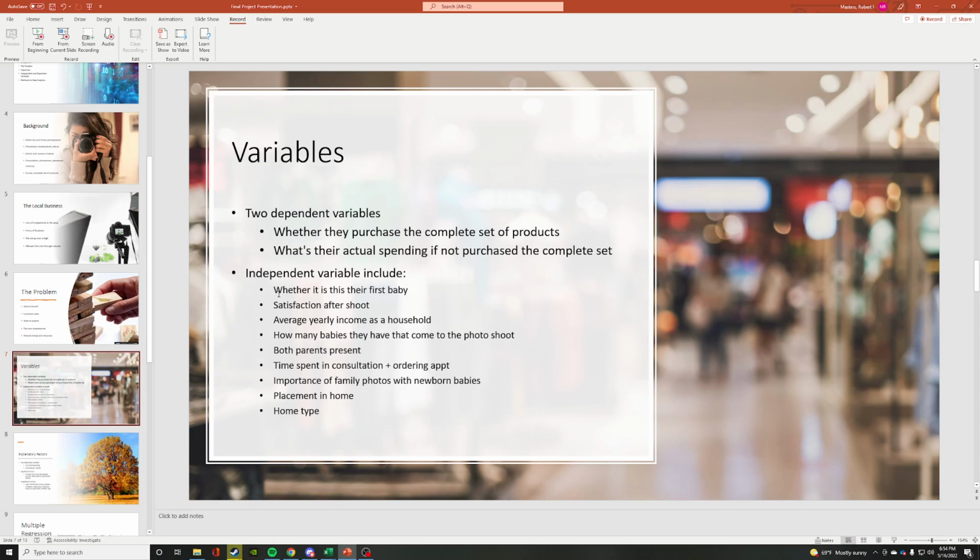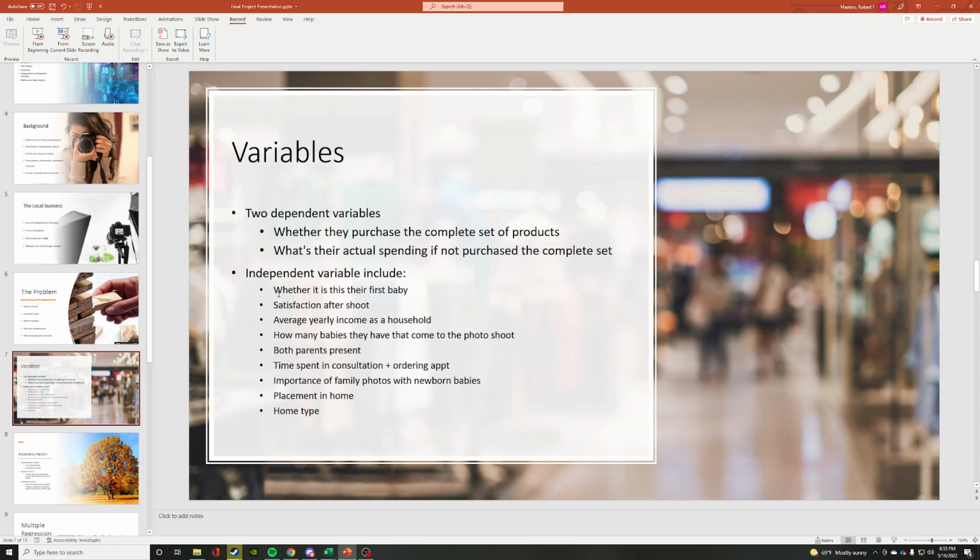We took a number of independent variables to run against this. Some of those include whether it was their first baby that they're taking to the photo shoot, the satisfaction score that they assigned to the survey afterwards, after their shoot, what's their average yearly income as a household, how many babies did they bring, whether or not both parents came to the photo shoot, so was it just the mom or was it just the dad, and then how much time those individuals spent in consultation or ordering, or just in ordering in general, just the whole process, how much time they spent, the importance of family photos with newborn babies, placement details in the home.